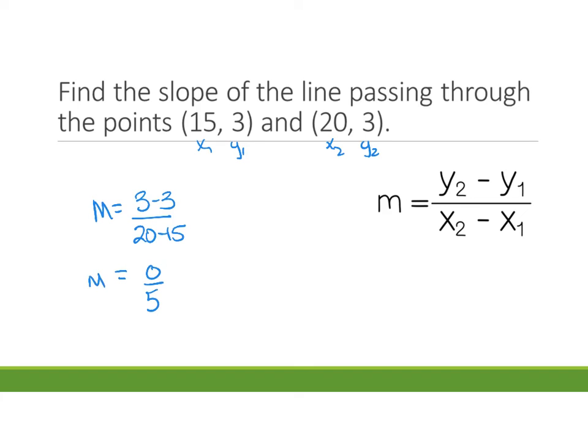That's something you can type into the calculator and you get 0. So my slope here is 0. I have a 0 slope. Keep in mind that would be like a horizontal line. Right? If we had an xy axis, it would be a horizontal line.